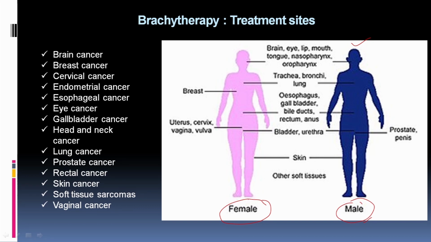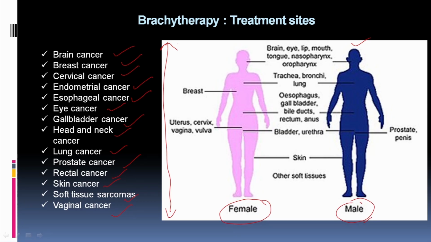So, if we describe the treatment sites in detail, we can apply brachytherapy in brain cancer, breast cancer, cervical cancer, endometrial cancer, esophageal cancer, eye cancer, gallbladder cancer, head and neck cancer, lung cancer, prostate cancer, rectal cancer, skin cancer, soft tissue sarcomas and vaginal cancer. You can see we can apply brachytherapy from head to toe. So, there is a wide range of applications of brachytherapy.